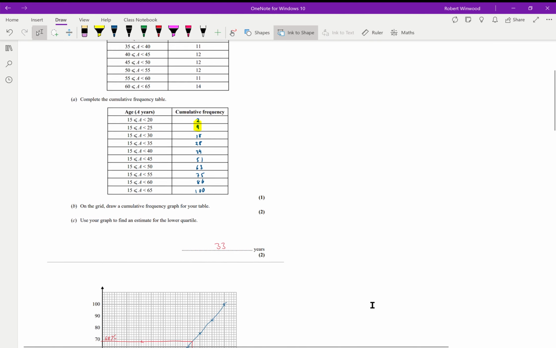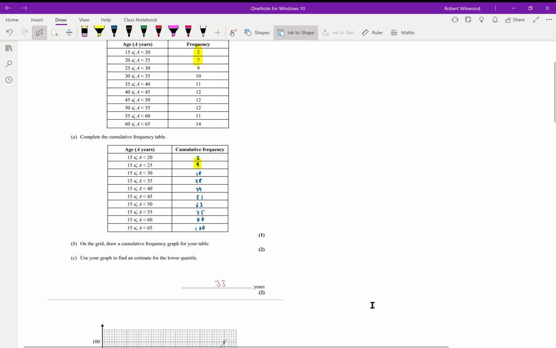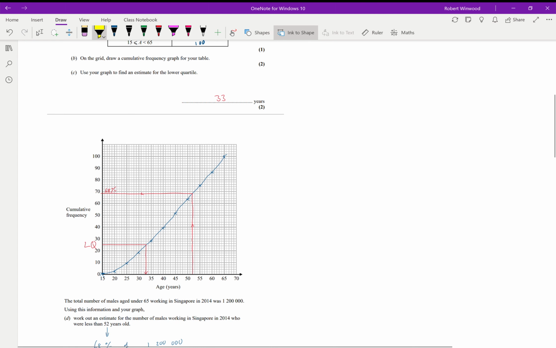So the point that often goes wrong here is that you draw the cumulative frequency at the top of this group. So this 9 that I had earlier should be drawn level with 25, not in the middle of the group. So that particular point there, that's my 9 drawn at 25. And then you join the points up with as smooth a curve as you can.